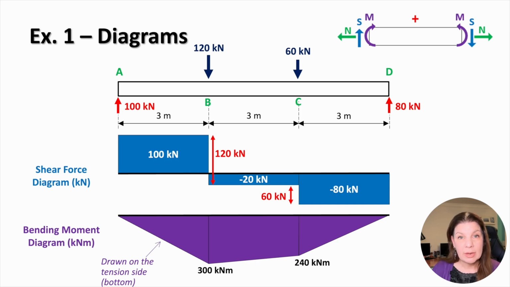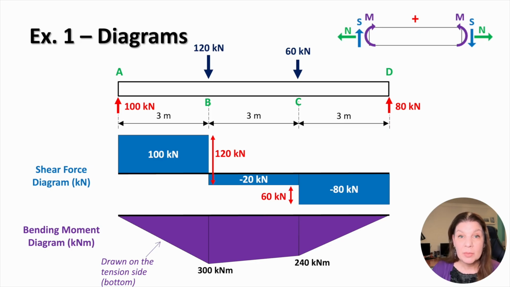The bending moment diagram is drawn on the tension side, as we just discussed, and varies linearly within each region, reflecting the constant shear force. It increases from 0 at A to a maximum of 300 kilonewton meters at B, then decreases to 240 kilonewton meters at C, and finally returns to 0 at D.